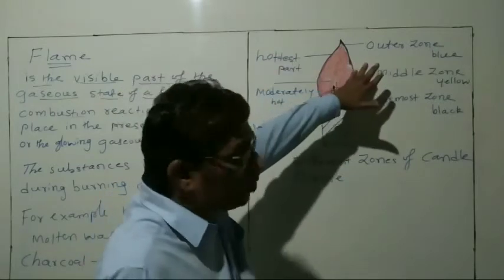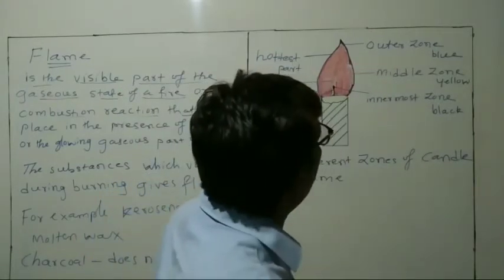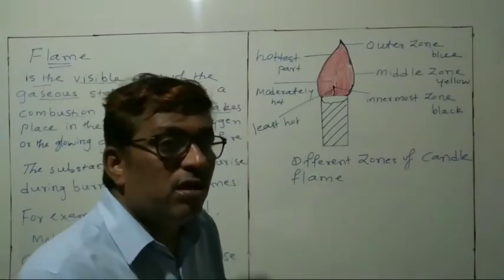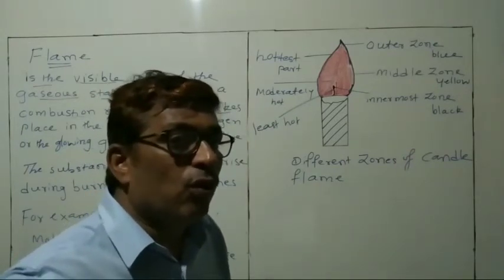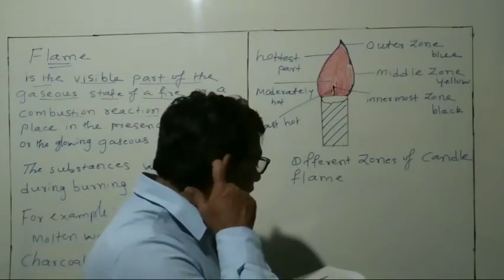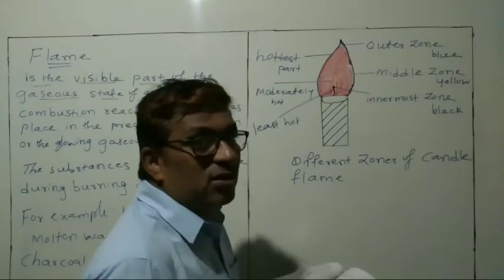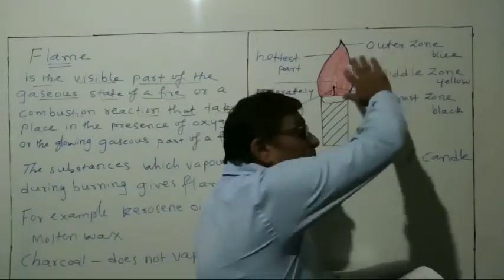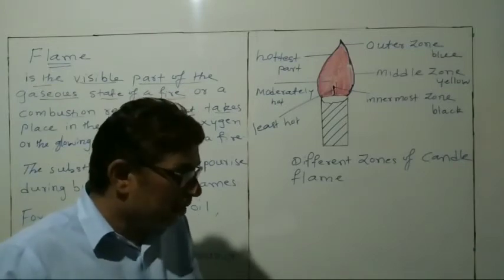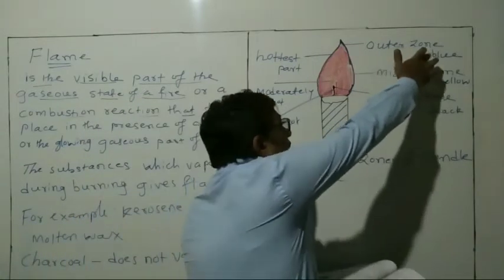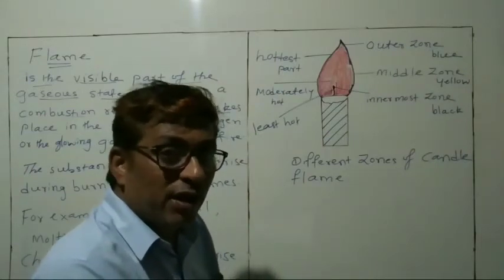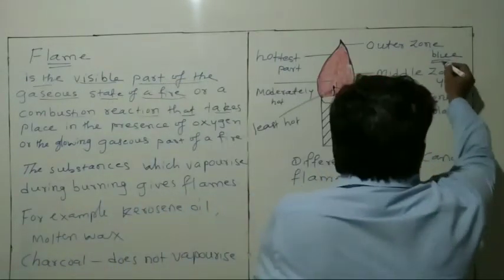This is the outermost zone. In the outermost zone, complete combustion takes place, complete burning takes place. So this is blue in color.